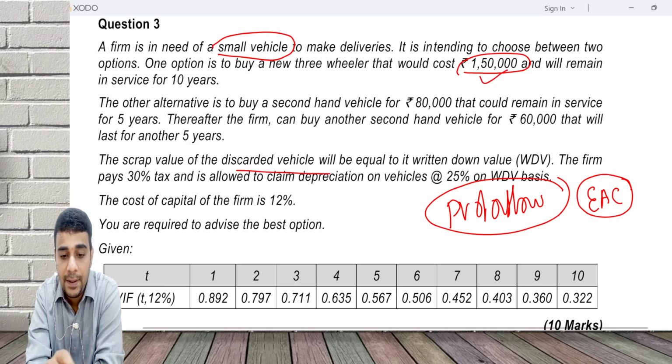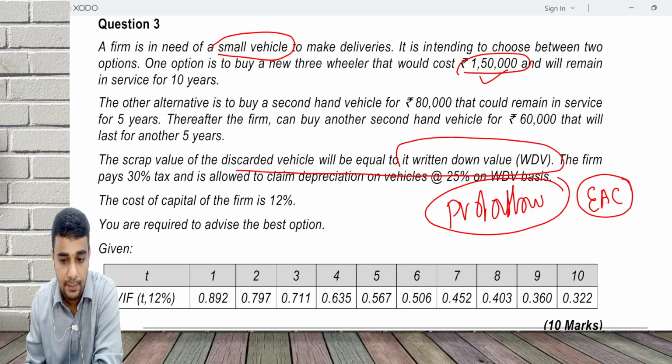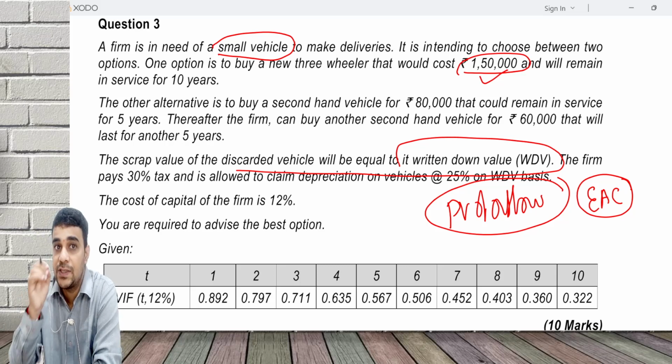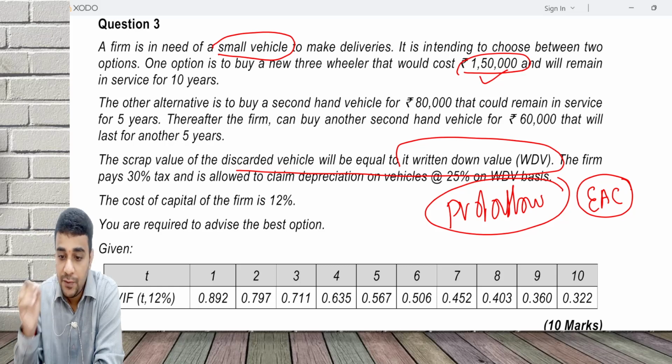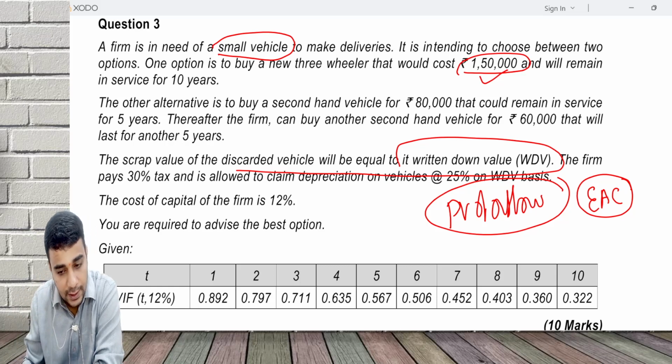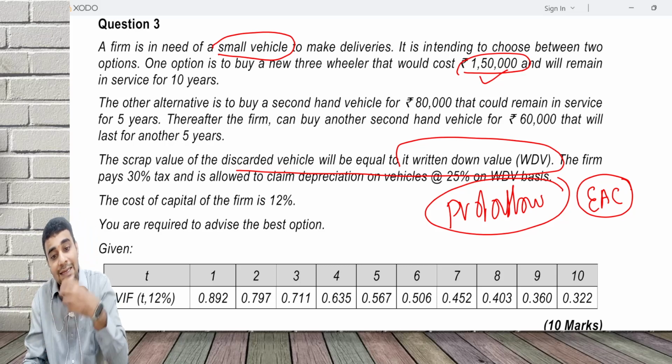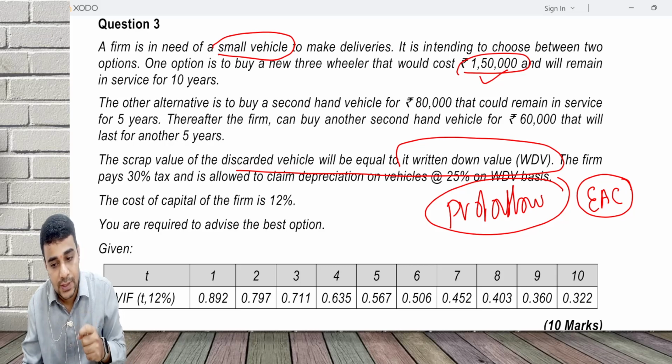The only adjustment in this question is that you have an outflow, no inflows are given, but you will have to claim depreciation under the WDV method. If you claim depreciation, you will get a tax benefit on the depreciation, which is like an inflow of the project. So that alone you will have to take care of. You will have to calculate depreciation and take the tax benefit of the depreciation, which is called the tax shield.